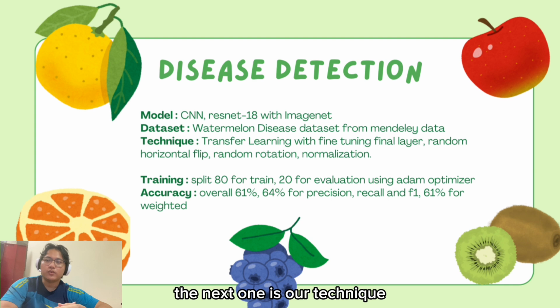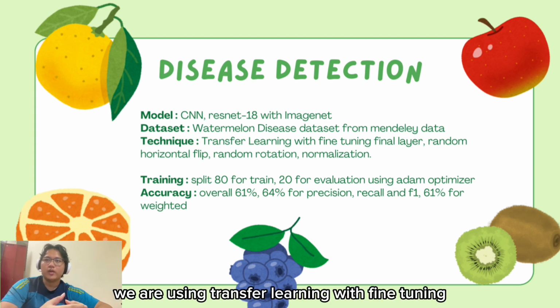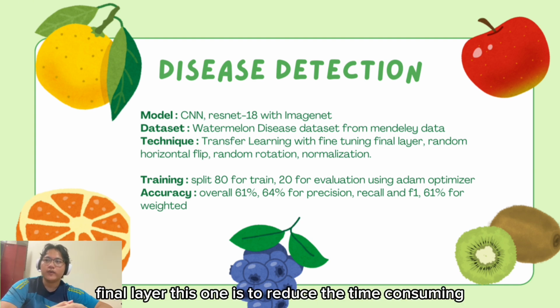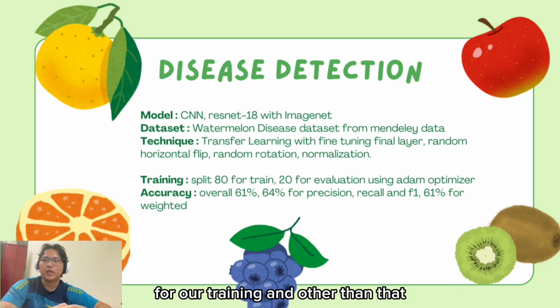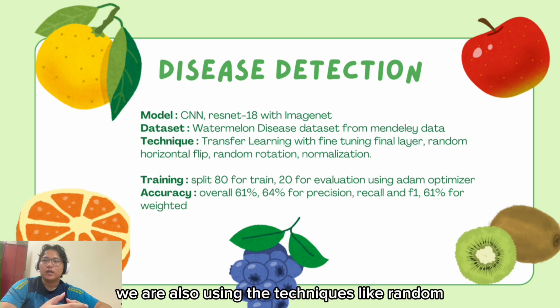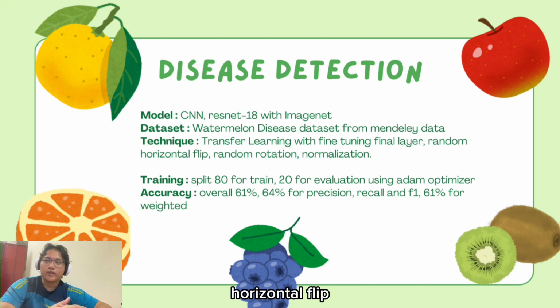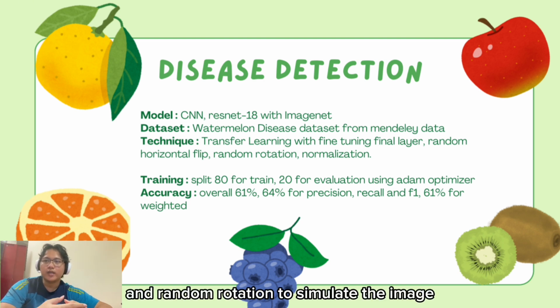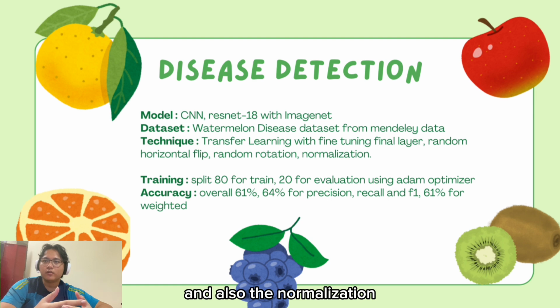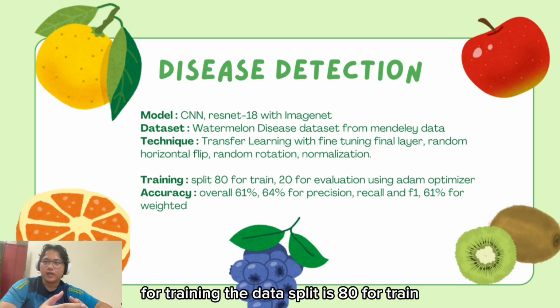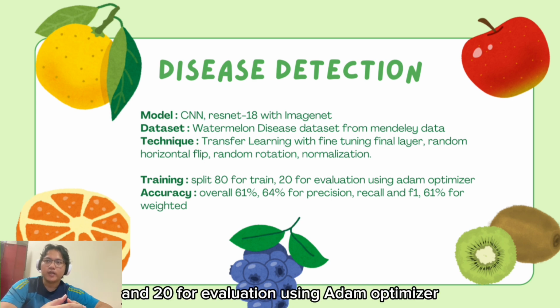The next one is our technique. For our technique, we are using transfer learning with fine-tuning of the final layer. This is to reduce the time consumed in training. Other than that, we are also using techniques like random horizontal flip and random rotation to augment the images, and also normalization for better pixel values. For training, the data split is 80% for training and 20% for evaluation, using the Adam optimizer.